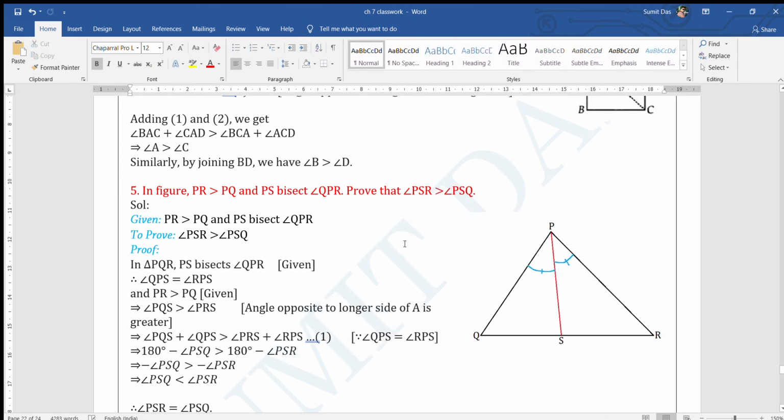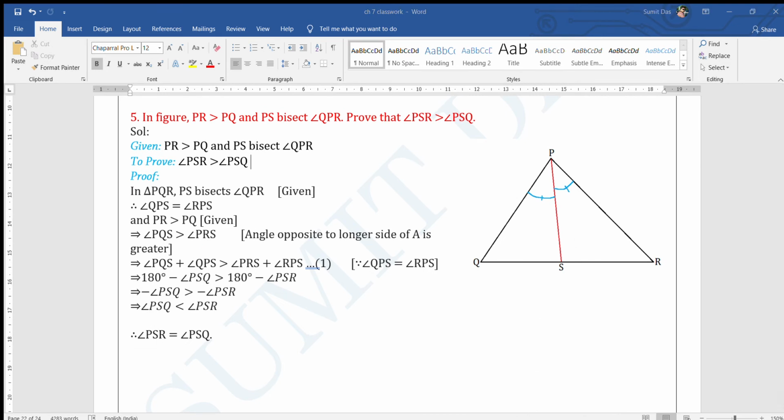Yeah, so you can see this one in this triangle. PR this side is greater than PQ, and he's saying PS is the bisector of angle QPR. Okay, that means these two angles are equal. We have to prove PSR this angle greater than PSQ this angle. Whatever written, we just wrote in the given part: PR greater than PQ, and PS bisects QPR. Okay, we have to prove that.